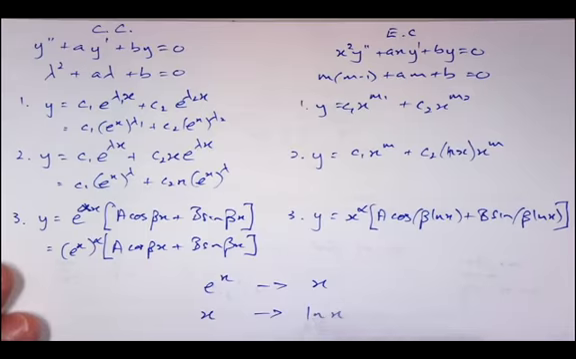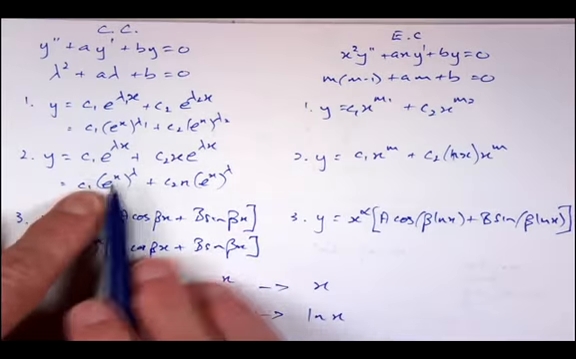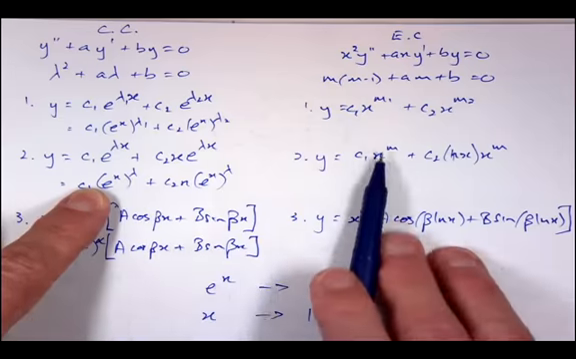So let's look at this second case. E to the x, I've got something to a power. You see I've ended up with something to a power.